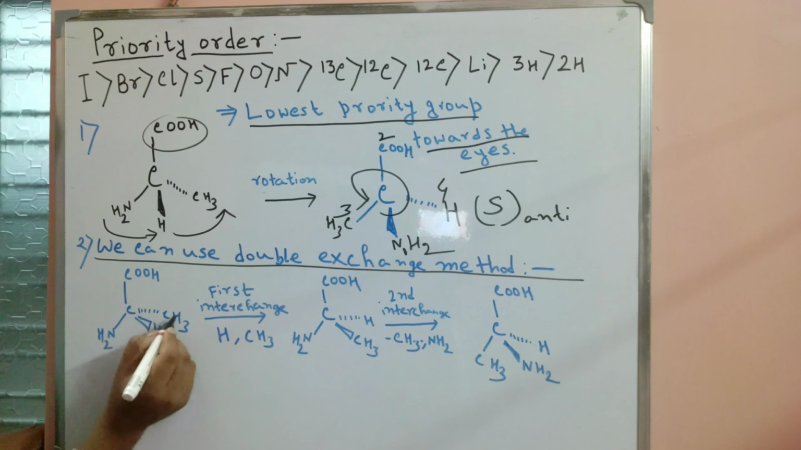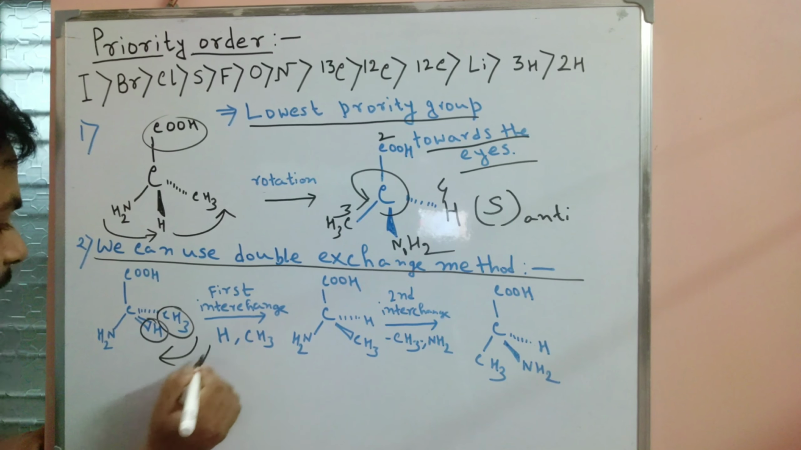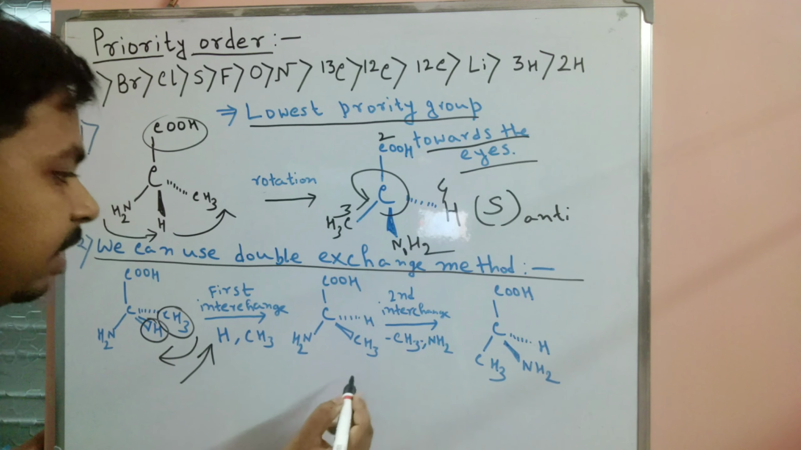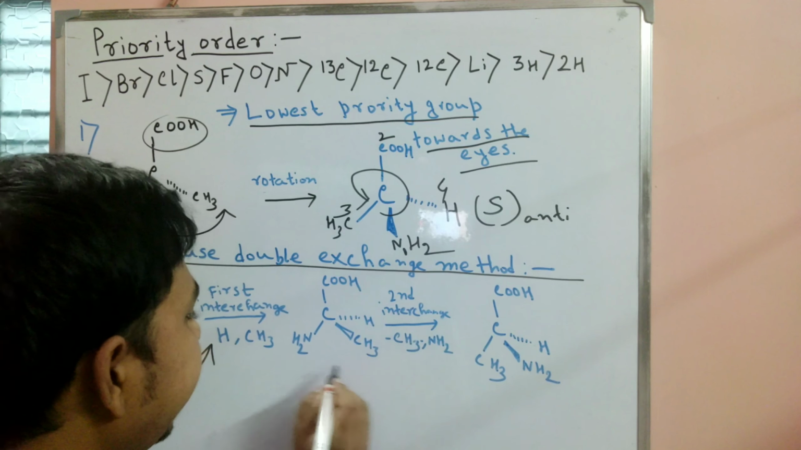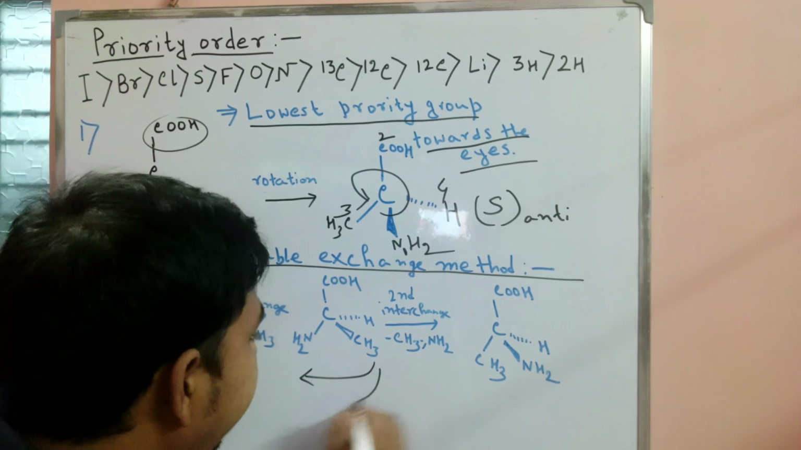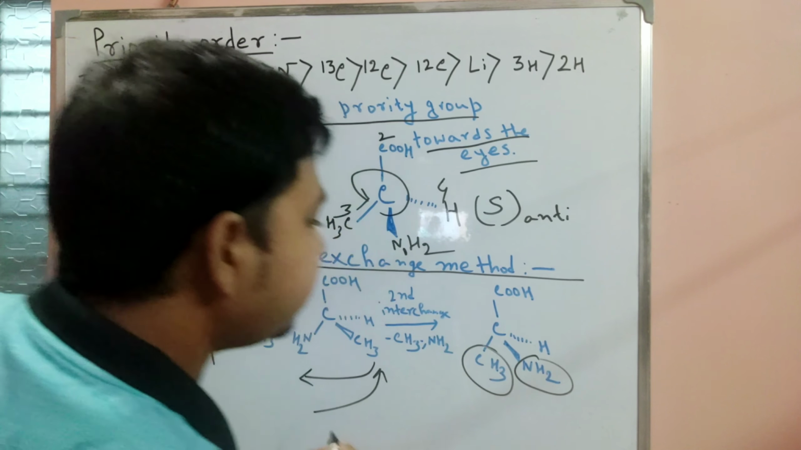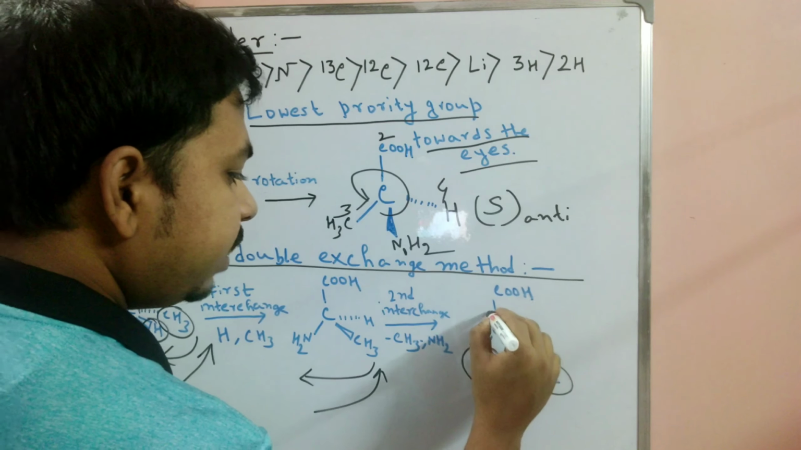Here, at first, we rotate the methyl group and hydrogen, just exchanging the position, a mutual exchange. So here the methyl group is here and hydrogen here. But then we show a second interchange, methyl versus NH2, the second interchange, so methyl and NH2.